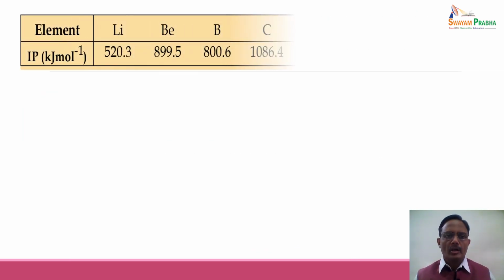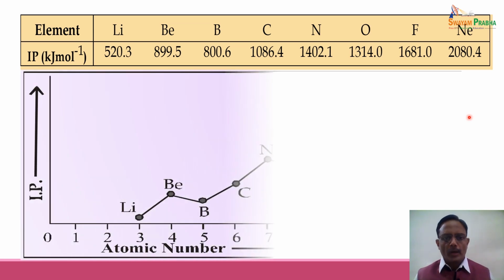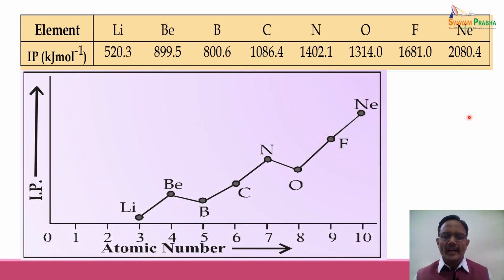Consider the example of the second period. Now in the second period, when we move from lithium to beryllium to boron to carbon to nitrogen to oxygen to fluorine to neon, there is a continuous increase in the ionization enthalpy value or ionization potential value put here in this table in kilojoule per mole. For lithium it is 520 kilojoule per mole, to neon 2080 kilojoule per mole. So definitely there is an increasing trend. So if we plot this in a graphical manner, we'll find that there is a continuous increase.